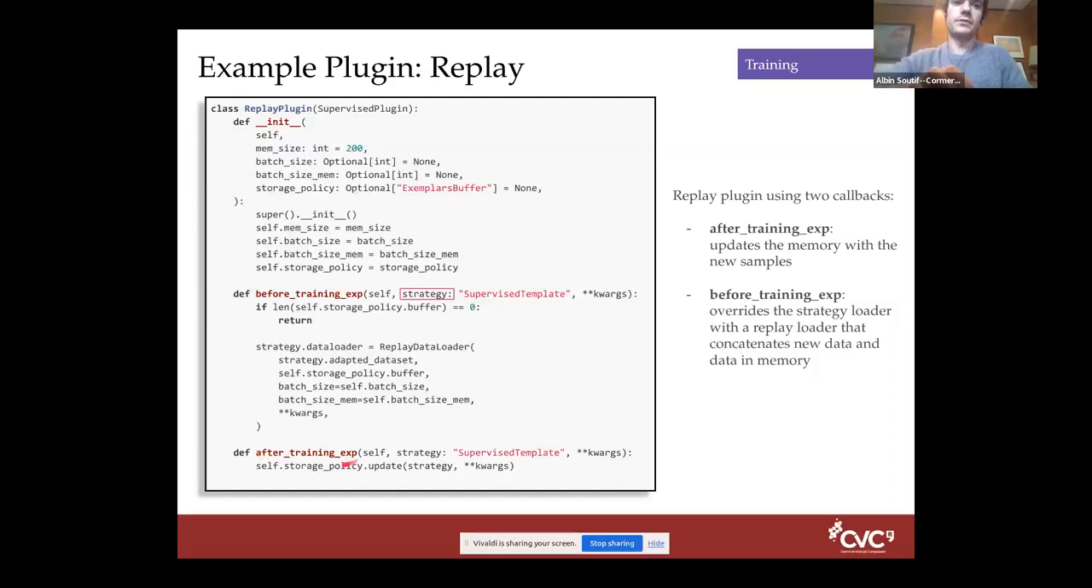We use the callback after training experience that can interact with the strategy, as we see. And then we just store whatever is inside the current dataset using this storage policy. So that we do after the training experience, and before training on an experience, we say that if the memory is not empty, then we combine the current datasets with the memory buffer, and that's it. There's no more code needed for using replay in Avalanche.